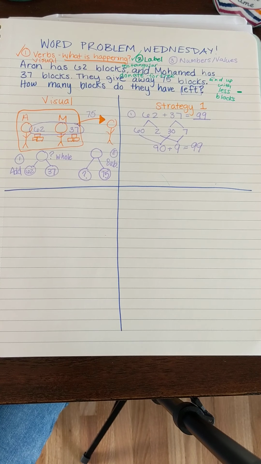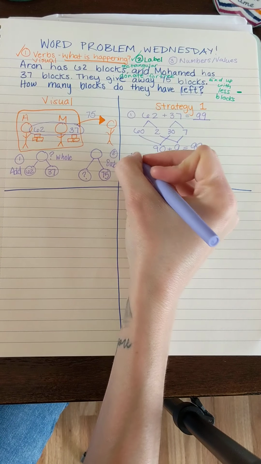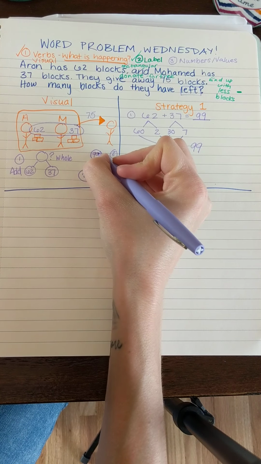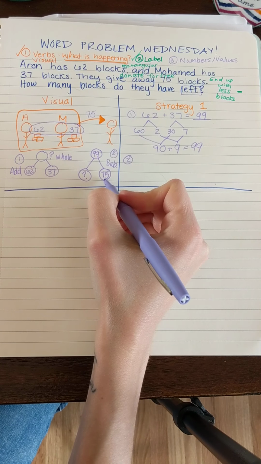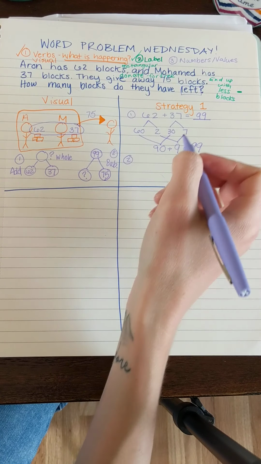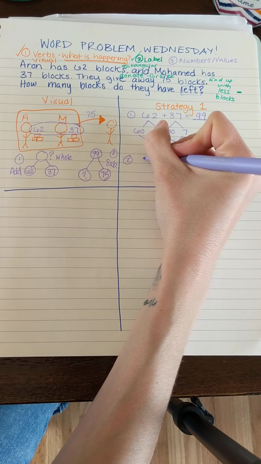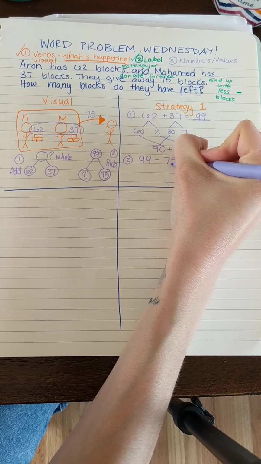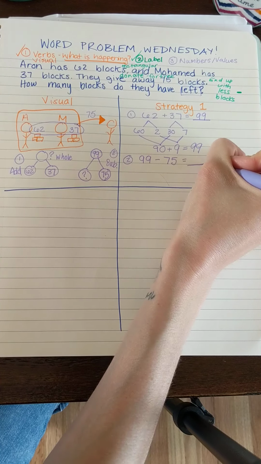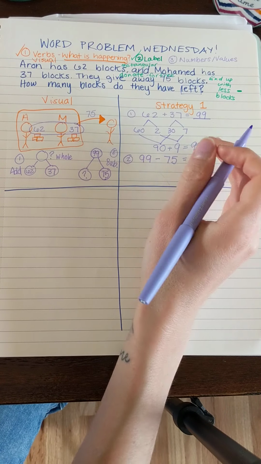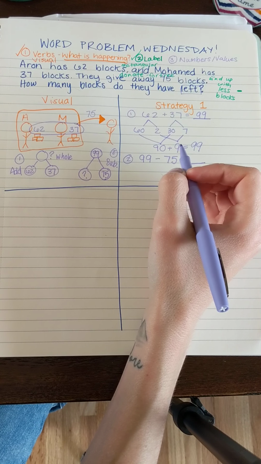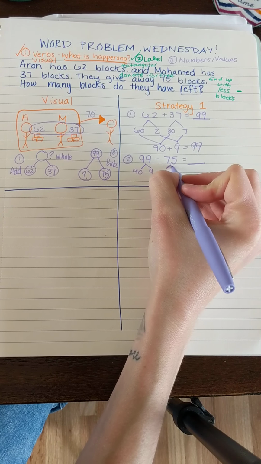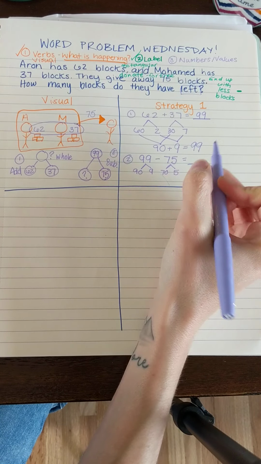Okay, but I still haven't answered my question yet, so I need to do the second step because it asks me how many blocks do they have left? Well, now I know they have 99 to start, and they gave away 75. Okay, so my new equation is going to be 99 blocks and giving away 75 blocks equals, okay, so now I'd like to solve using the same strategy if I can. Let me see, let's try that. So I have 90 and 9, and then with 75, that's the same as 70 and 5.